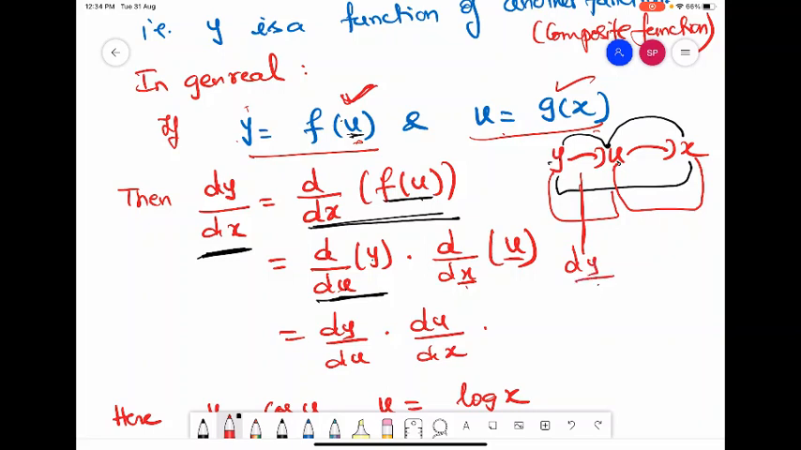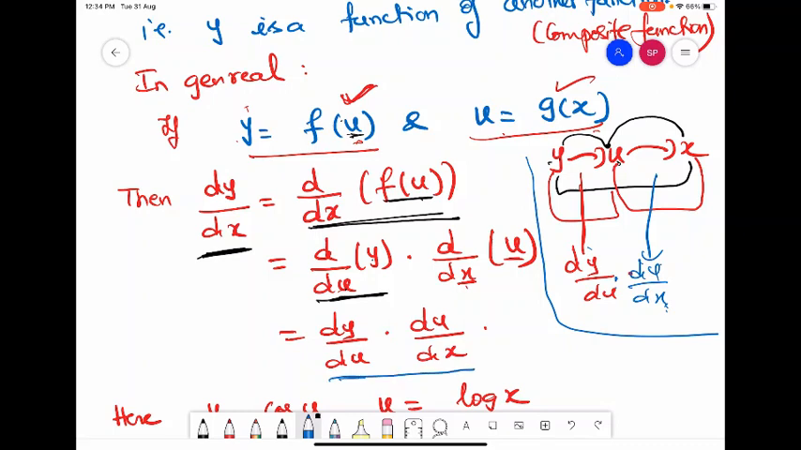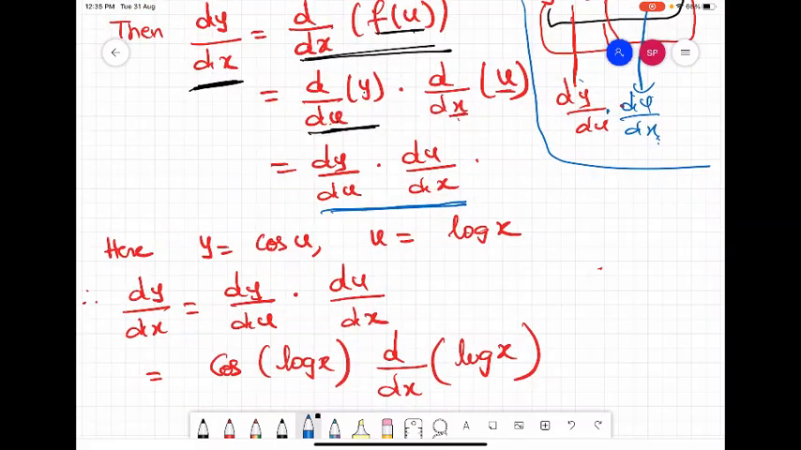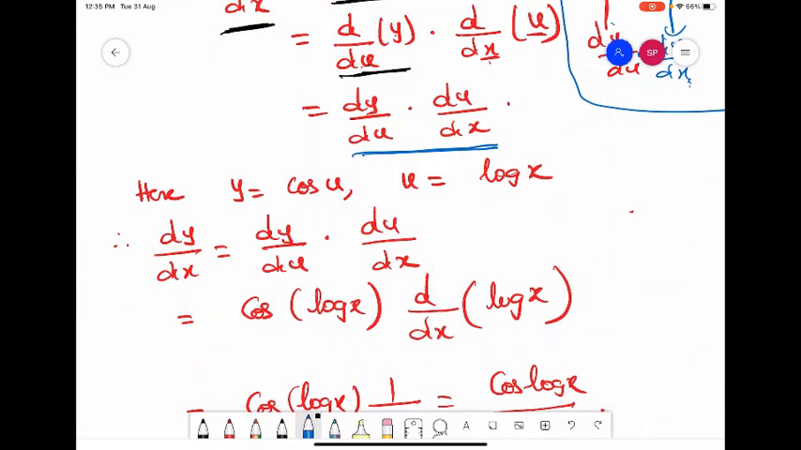dy by du into, and this will give you du by dx. So finally, to reach x from y, you have to cross u in between. So it is dy by du into du by dx. This is very, very important to remember. So here let us look at one example.